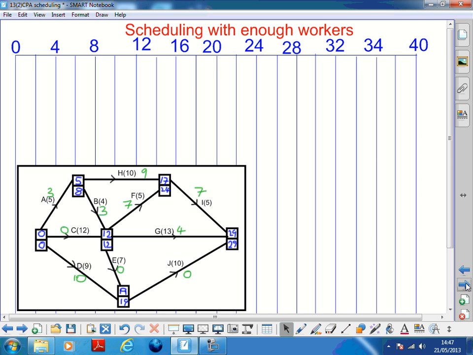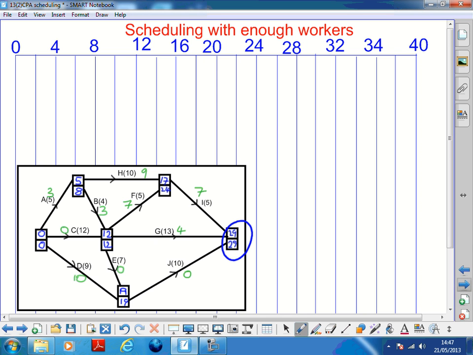So the other thing we can do is schedule, and we've got a different network here, and not a Gantt chart, because we don't need a Gantt chart to schedule. We do need all the information, but we don't need a Gantt chart. So what we're going to do is give these jobs to workers, and try to get it done in 29 days, because that's the number of days we can get it done in, and we must stick to the precedences. Now the rule is that you start by giving worker 1 the critical path.